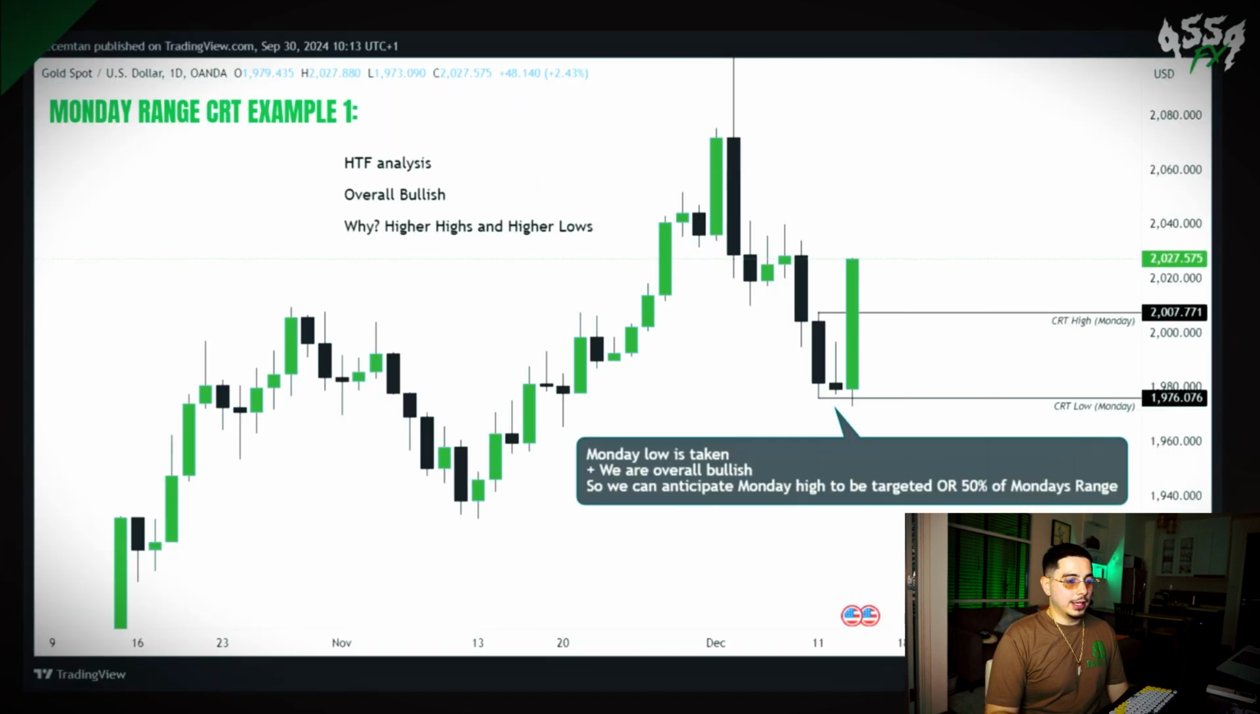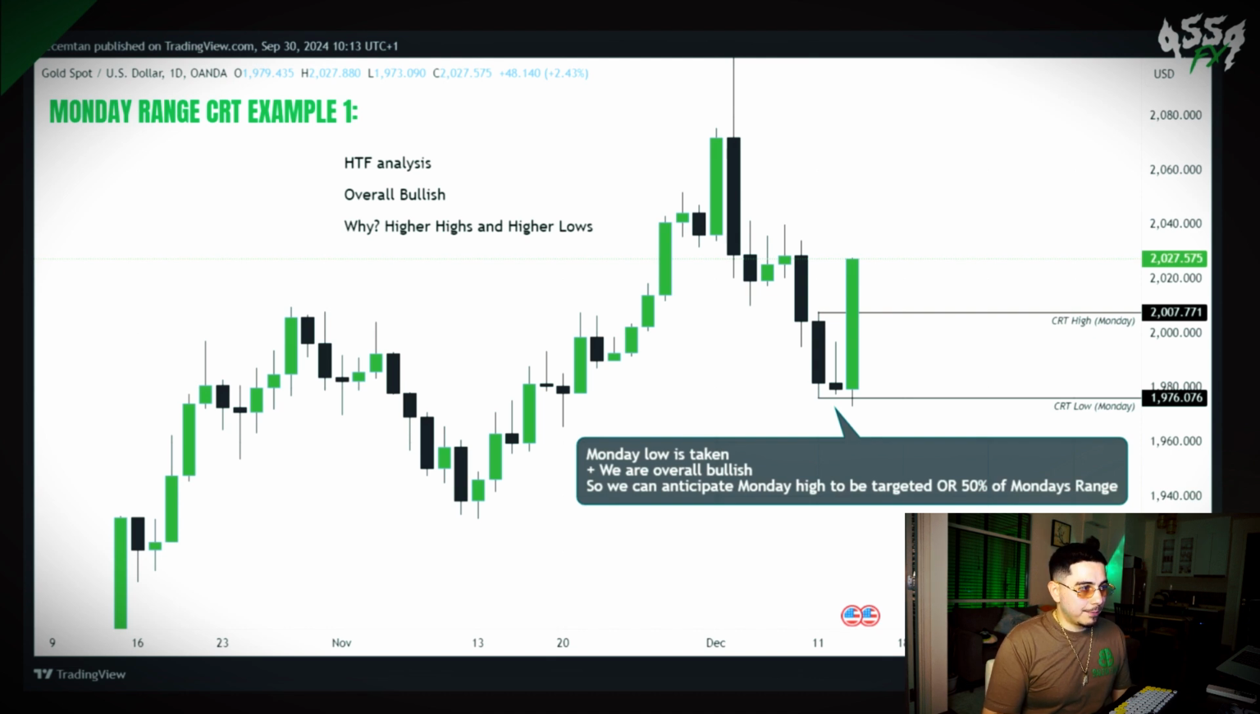So let's look at an example of this now, of a Monday range CRT example, okay? So we identify our range. We've marked out here the CRT high and CRT low, as you can see. And what do we get? Tuesday consolidates, right? And overall, we're bullish because we're making higher highs and higher lows, okay? So we're only really looking for buyers right now.